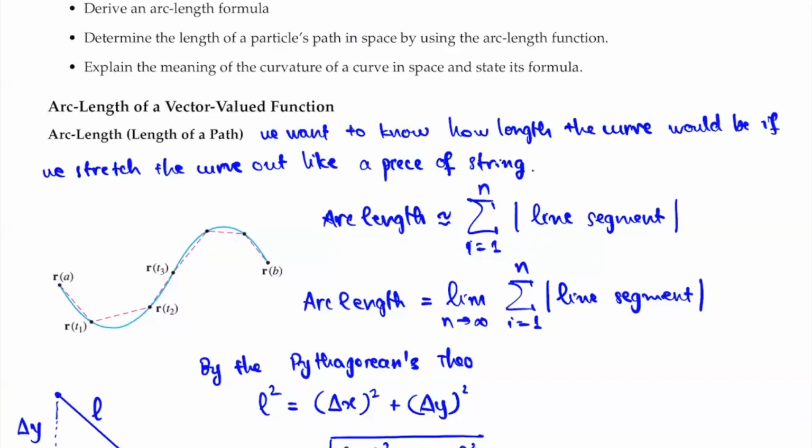For the parameter t, from A to B. Okay. Very simple. Even though the formula looks complicated, it's actually derived from this idea of the length between 2 points.